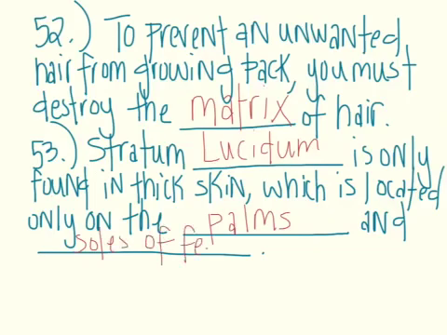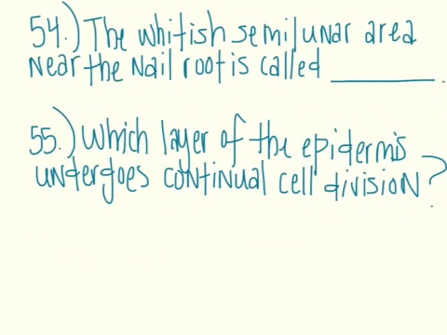Everywhere else will only have thin skin and will not have this layer. Question 54 says the whitish semilunar area near the nail root is called the lunula. So lunula. And then 55, which layer of the epidermis undergoes continual cell division? That would be the basal layer.